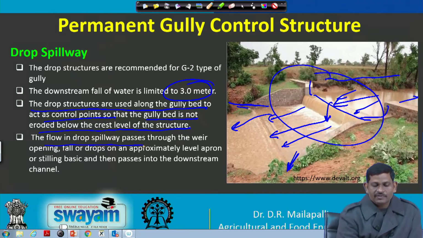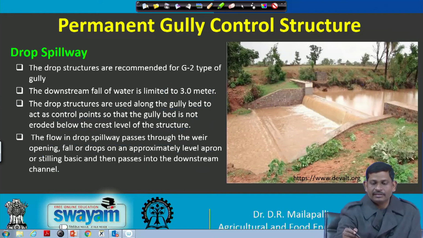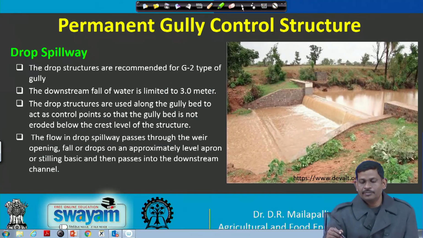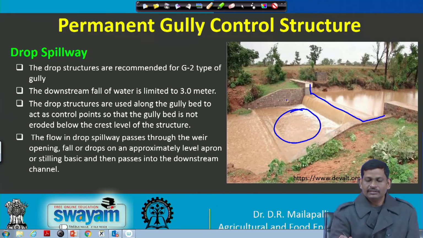The flow in a drop spillway passes through a weir opening. So, this is a weir opening, and the flow falls or drops onto an approximately level apron. Okay, this is the apron or stilling basin, and then it passes into the downstream channels. So, that way it works. The main components are the weir, apron, side walls, and the big wall. This is the weir and this is the apron and these are the side walls and this is the big wall here. Okay.